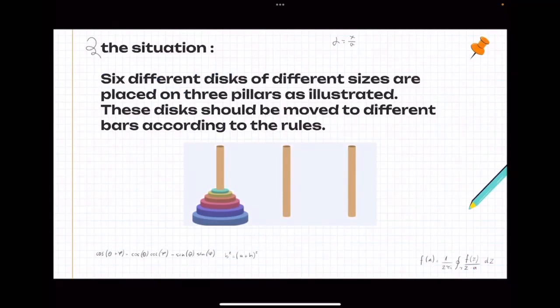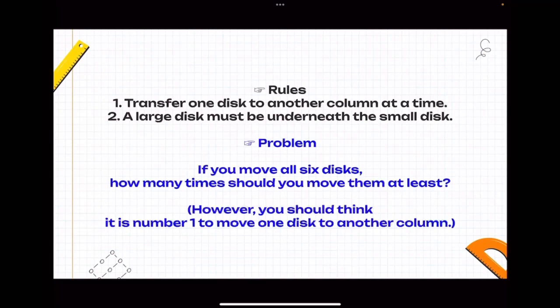Let me explain the situation. 6 discs of different sizes are stacked, as in the figure, on 3 pillars. These discs should be moved to a different pillar according to the rules. Rule number 1. You have to move one disc to another column at one time. Second, a large disc must not be placed on top of a small disc. The question we need to answer is, if we move all 6 discs, how many times do we have to move at least? However, you should count moving one disc to another column as 1.